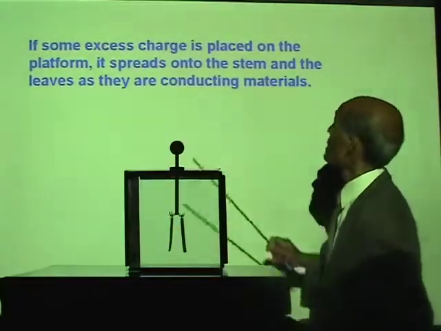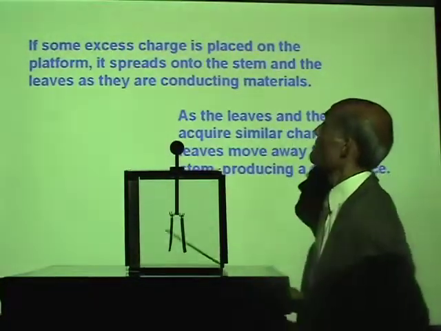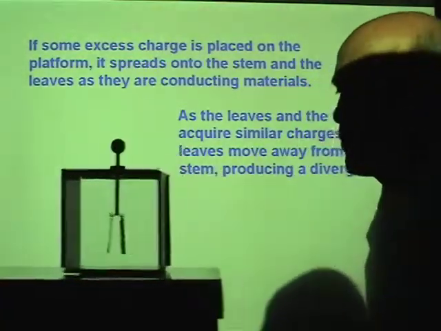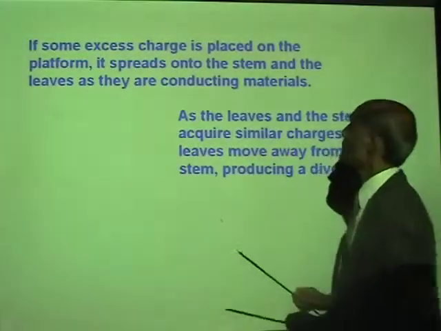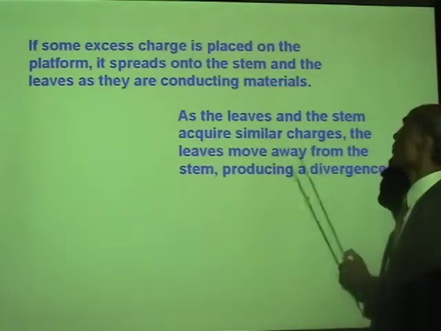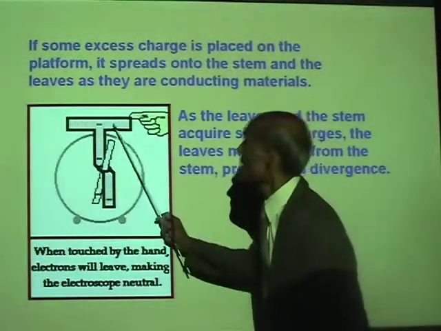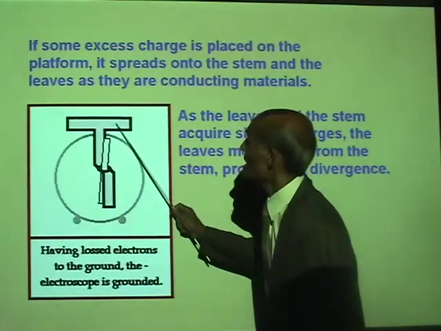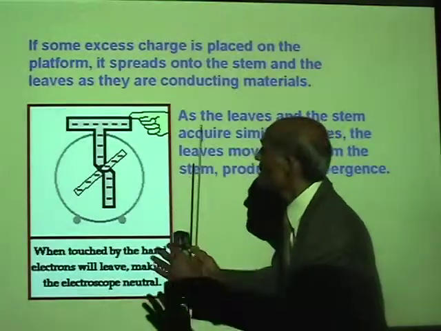Now, if some excess charge is placed on the platform, then it spreads onto the stem and the leaves as they are conducting. So I'm going to move this away. Let's do without a model now. As the leaves and the stem acquire similar charges, the leaves move away from the stem, producing a divergence. You can see the negative charges there and the leaves diverge.